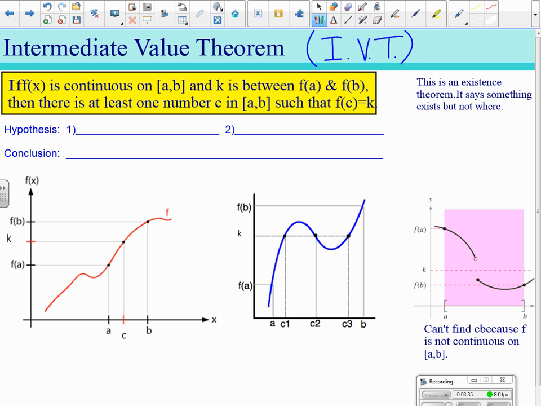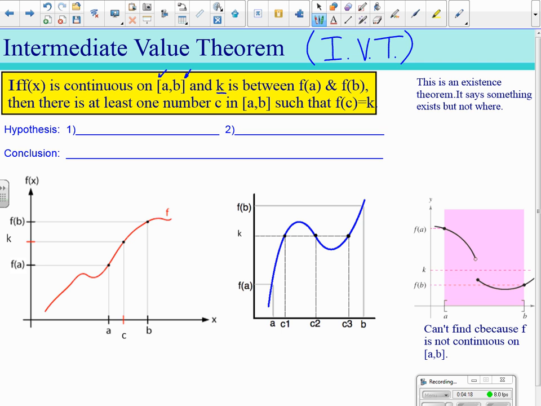So intermediate values. The theorem reads: if f of x is continuous on a closed interval, remember these brackets mean I will include my endpoints, on a closed interval a to b, and there is a value k that sits between f of a and f of b, so I'm thinking these are y values, right? When I plug in a, I get out some y value, and when I plug in b, I get out a y value. Then there is at least one number c in the closed interval a to b such that f of c will turn out to equal k. Now, let's break this theorem down. Pause it and reread it, it might be helpful for you.